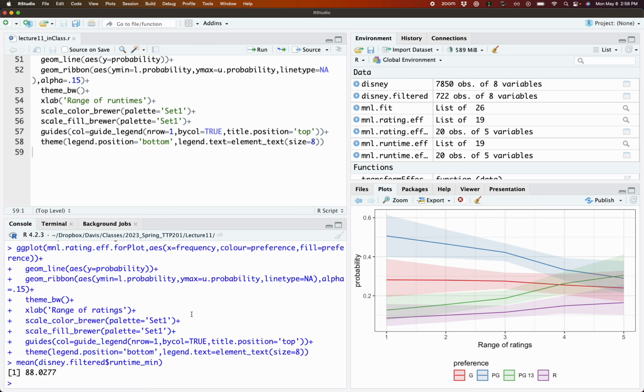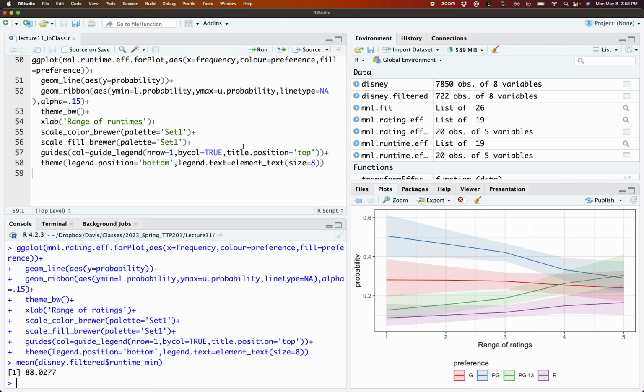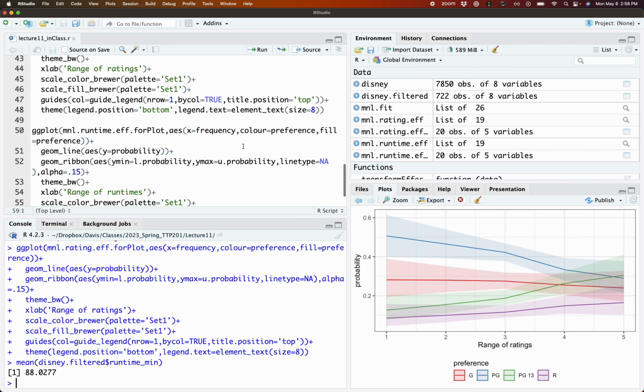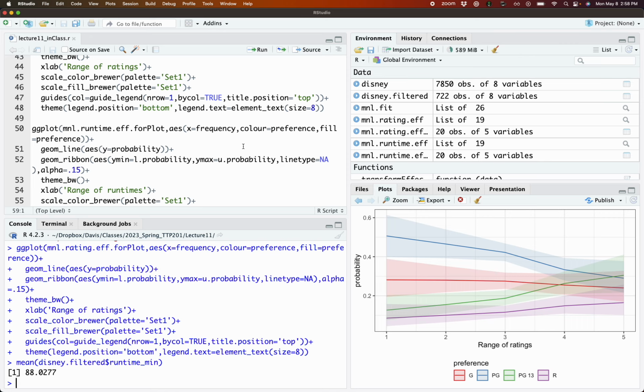Okay, so this helps you kind of map out an outcome. And then let's look at that. That was rating, so let's look at runtime.